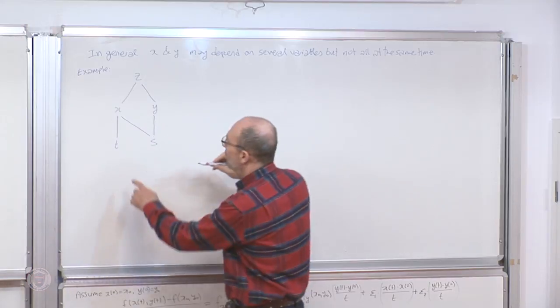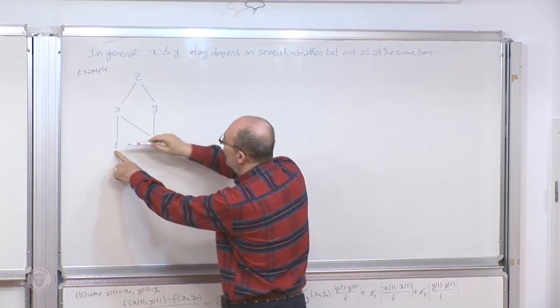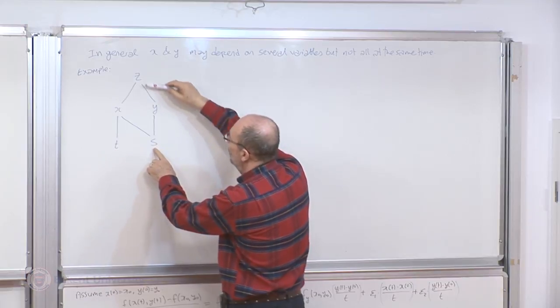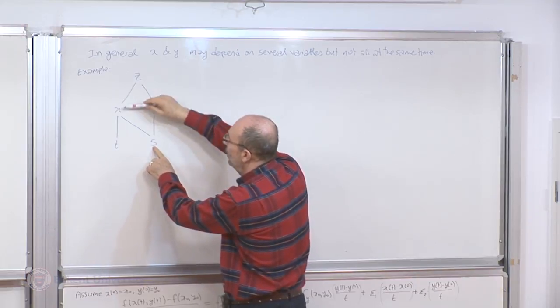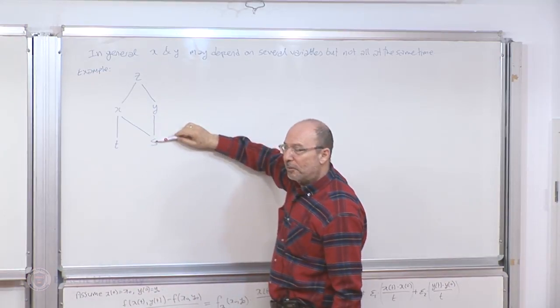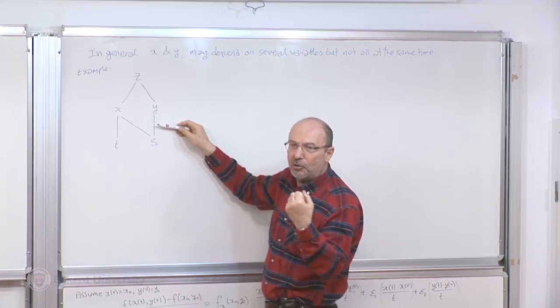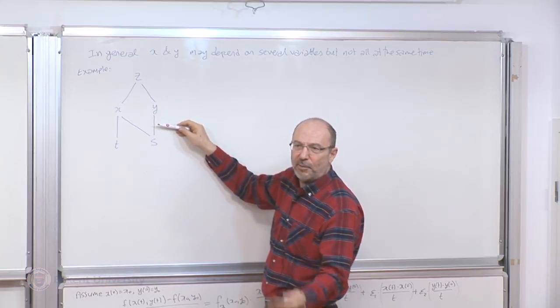Okay. So for example, does z depend on t? Yes, because there's a path going from here. Does z depend on s? Yes, because there are even two paths going there. y depends on s, but y does not depend on t because there is no path. In our game here, we are only following paths downward.